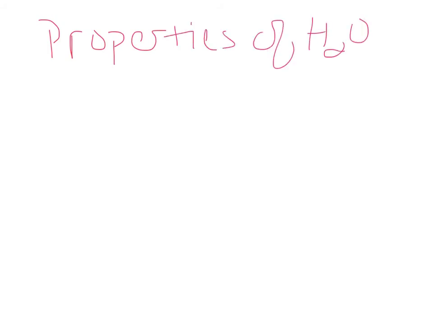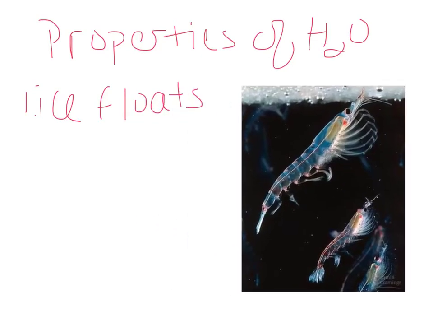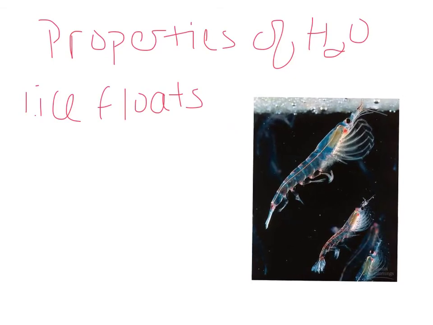So the first one is going to be that essentially the ice floats. That ice is less dense than water. So as water freezes, and you know that frozen water is ice, right? As water freezes, it expands. And so that makes more air be trapped in those frozen molecules. So ice is actually less dense than water and it floats.